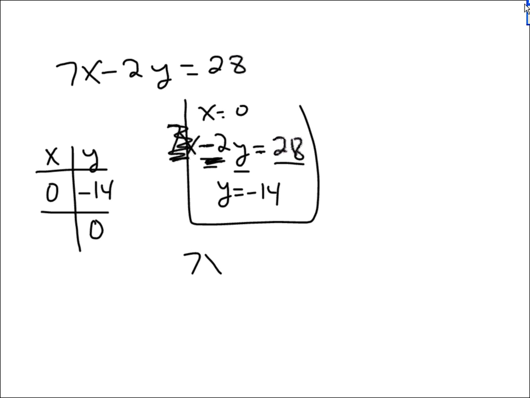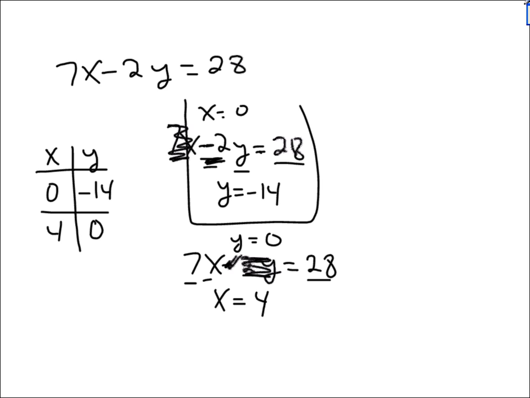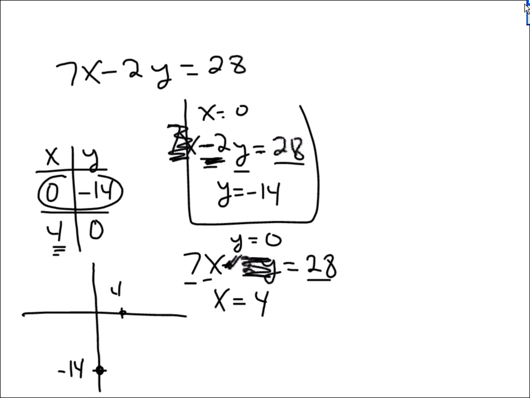Okay, now we take the same equation and we let y equal 0. That means this term is not here, including the minus sign. So 7 times some number is 28. That number is 4. 7 times 4 is 28. So I cross the y-axis at negative 14, and I cross the x-axis at 4. And there is your line. Label the axes. There it is. 1, 2, 3.